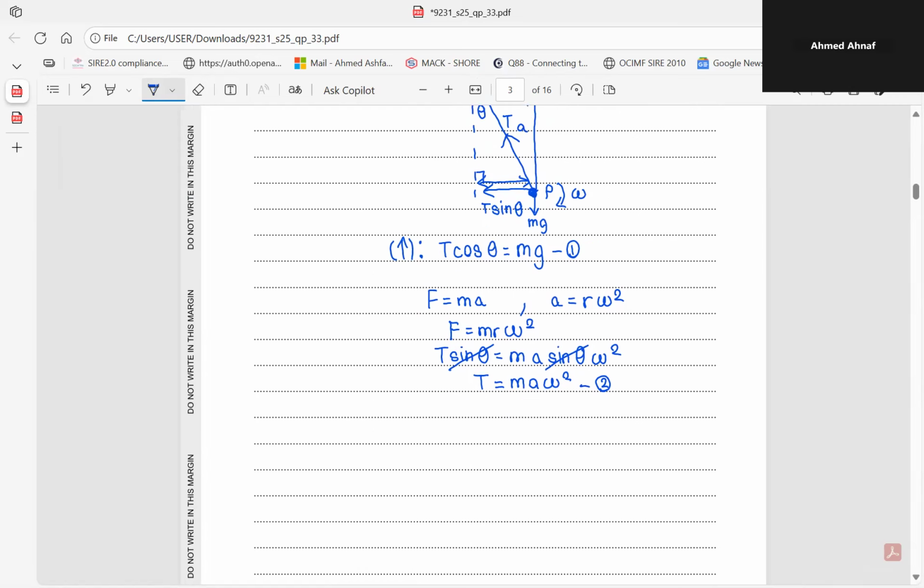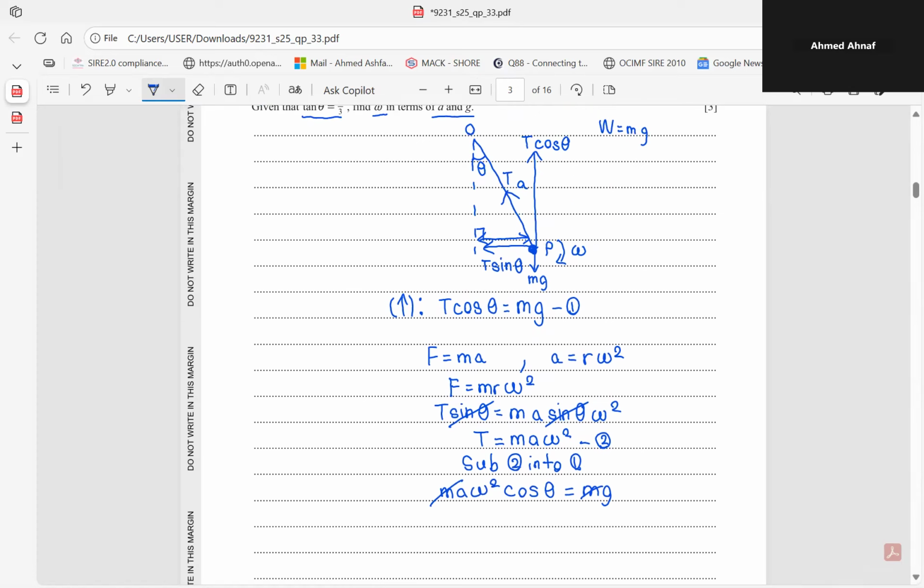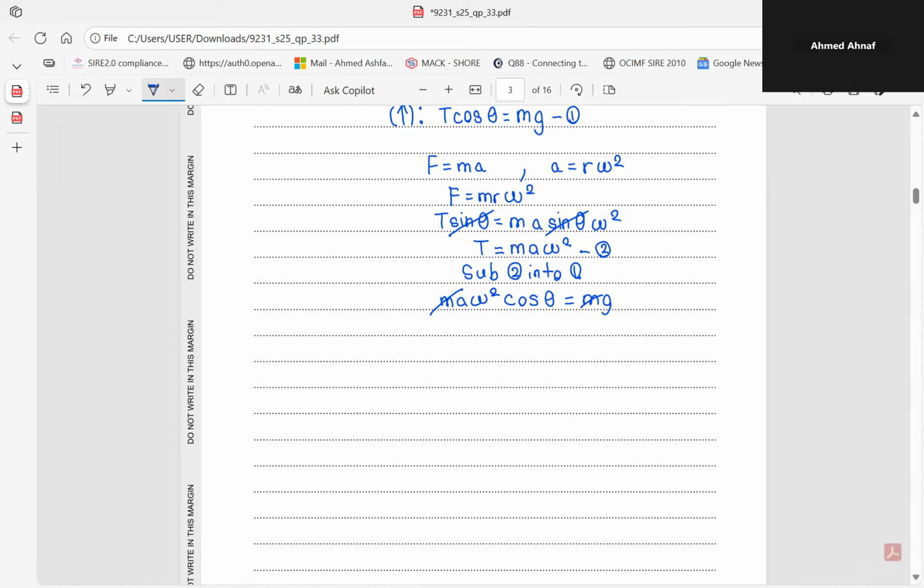So these are the two equations we found. And as we can see, the second equation is in terms of T, so I'm going to substitute it into the first equation. So we're going to sub 2 into 1. So T cos theta would now be m a omega squared cos theta equals mg. So the m cancels out. We have to find omega, so let's make omega the subject. So omega squared equals g over a cos theta.